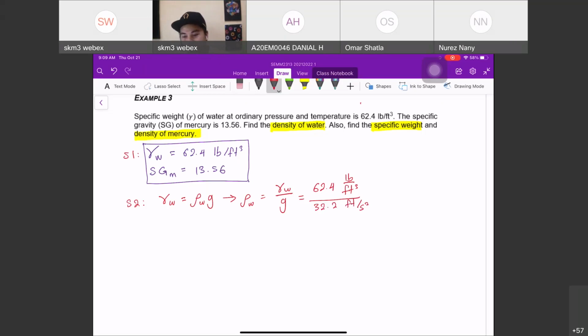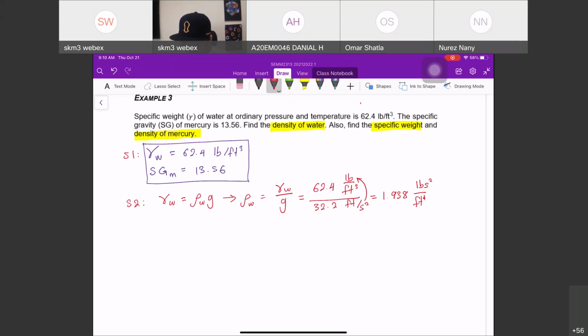Okay, 32.2 only. So now we try to solve 62.4 divided by 32.2. We got 1.938. So the unit is LB, FT to the power of 3, over FT to the power of 4, and then second squared, we move upward, S squared. So that is the unit of the density. Now I want to change the unit of pound second squared over feet to the power of 4 in terms of slug.